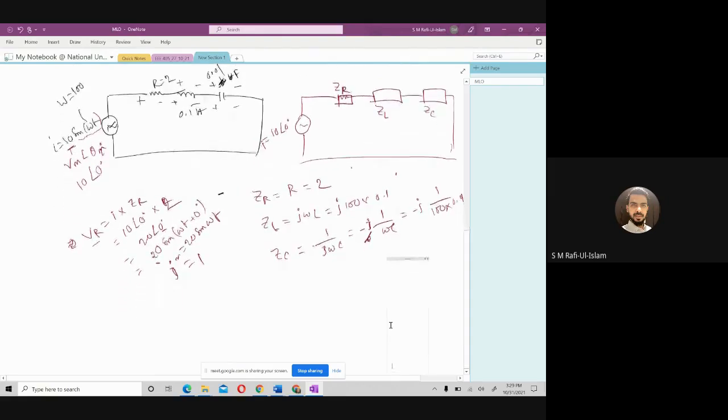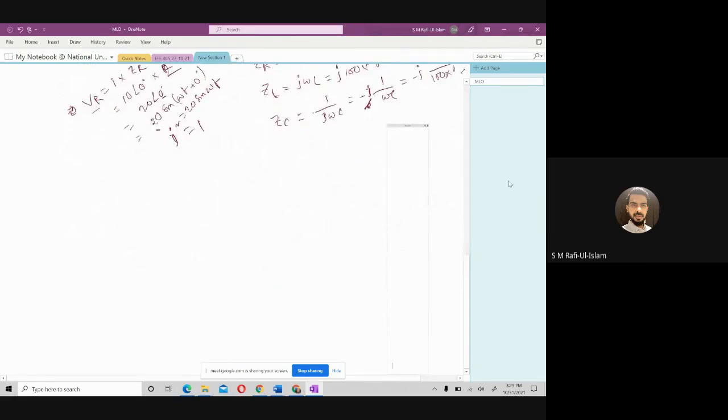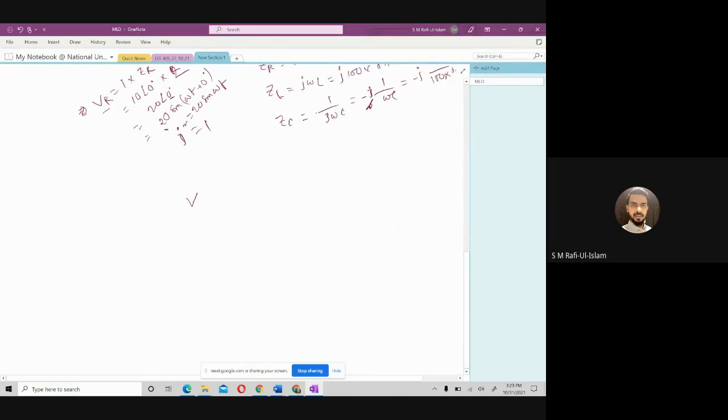I don't know how to use that, but yeah, we got something. Now tell me what would be the VL value? VL means the current times the impedance across L, right? Yes, sir. So what is current? 10 angle 0 degree. What is Z? 100 times 0.1 means 10, right?